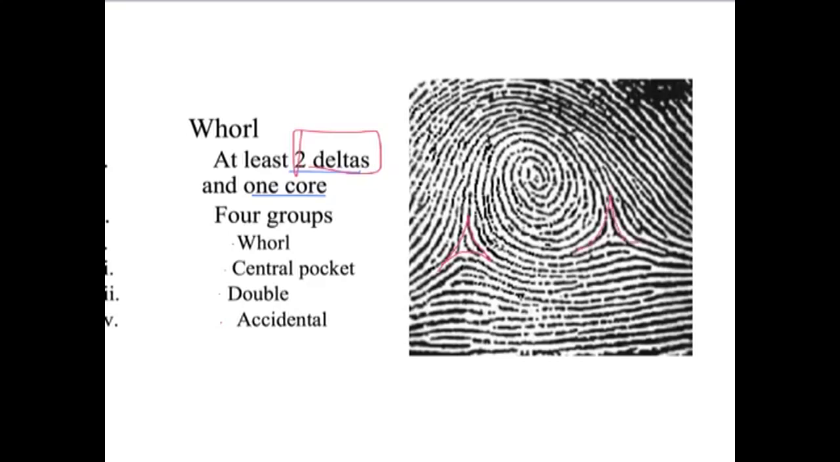There's one on the right here. And then there is a single core, and it's much more easily identifiable as an actual core if you think of the eye of a hurricane, and it's right there in the middle.